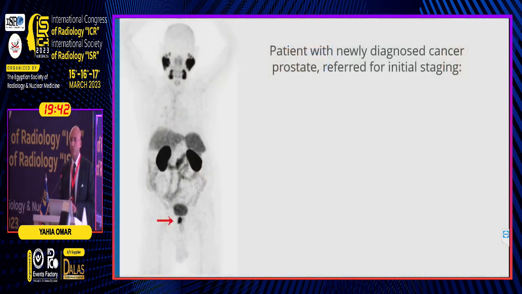So let's assume that we have a patient referred to our department. He has a newly diagnosed cancer prostate, and now the aim of our study is to know whether the patient has localized cancer prostate or has metastasis to lymph nodes or bones. So this is the main indication of the study now. So now we can see the primary prostate in the red arrow.